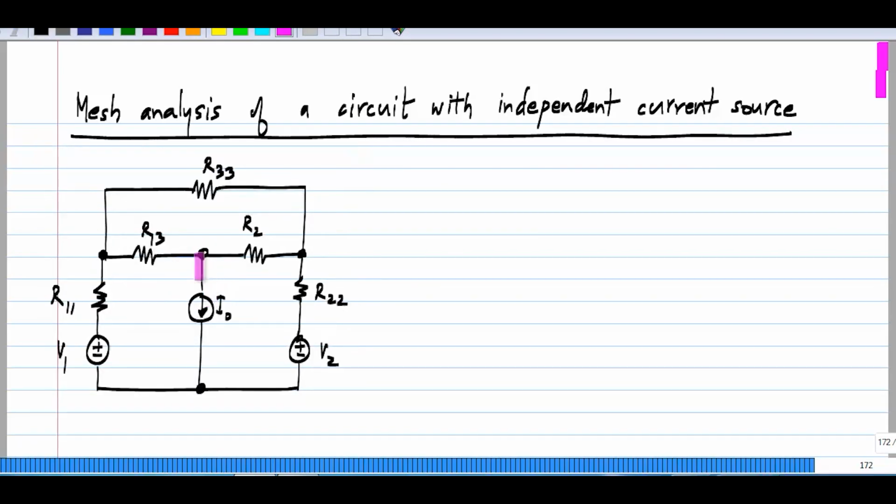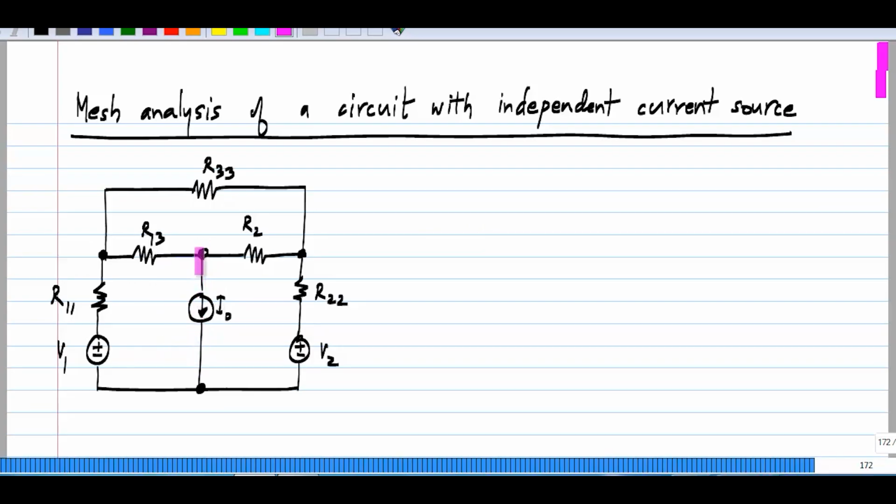Let me take the circuit where here I have an independent current source. You recognize that this is the same circuit we had earlier, except that I replaced the resistor with an independent current source. Now, while writing mesh analysis equations, we had the voltage drops around each mesh to be equal to the voltage rise due to the independent voltage source in the mesh. The problem with the current source is that the voltage across the current source is unrelated to the current through the current source.